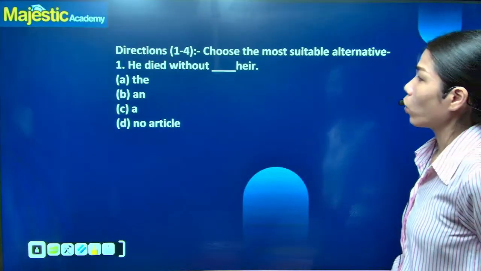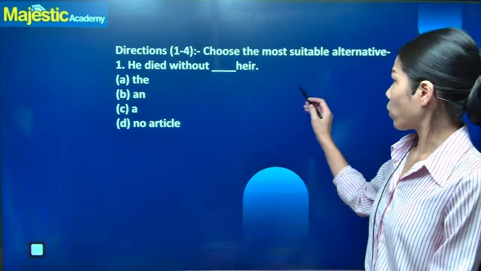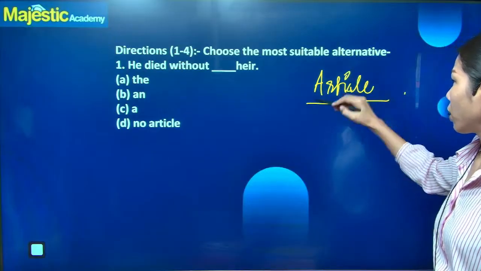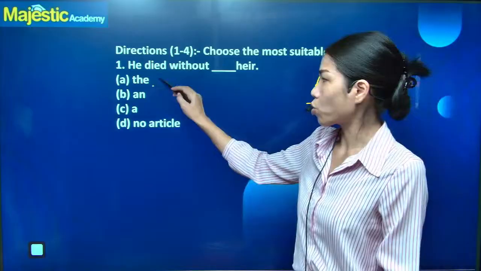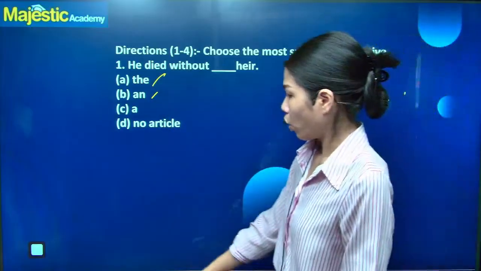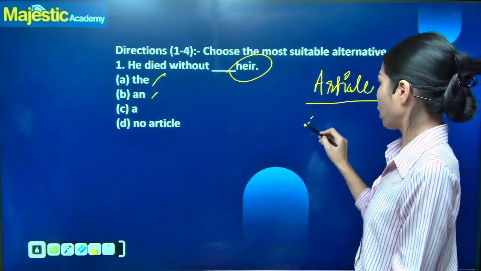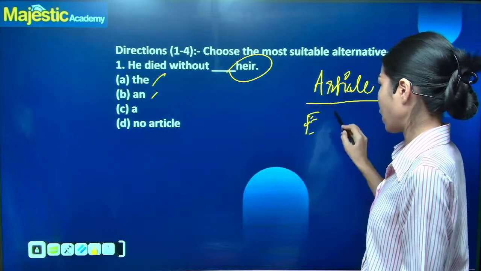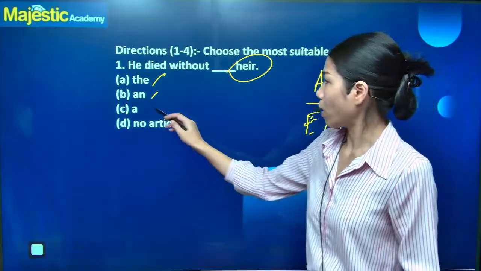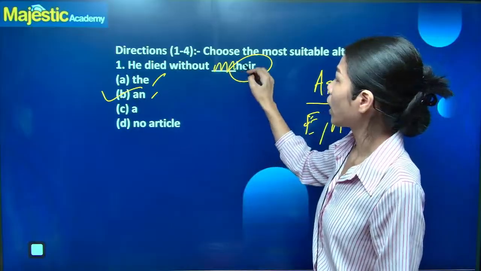And the question says, he died without dash air. This question is based on articles, as we can see. We have the options the, an, or a, or we have to put no article. If we see the word air, it is pronounced with a vowel sound, e and a, so we have to put an. The answer is: he died without an air.